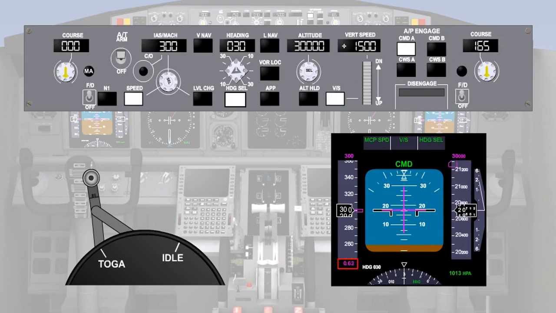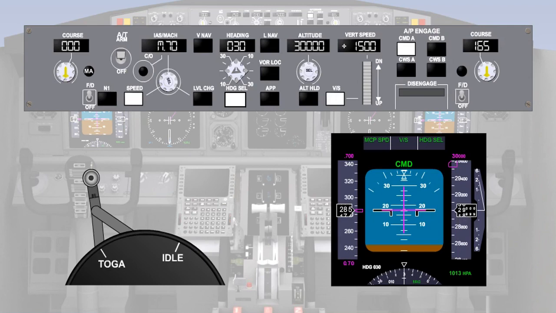Climbing at a constant indicated airspeed of 300 knots will cause the Mach number to progressively increase. When the Mach number reaches decimal 7, the changeover button on the mode control panel is pressed. This causes the speed window to now show the Mach number that existed at the time it was pressed, in this case Mach decimal 7. The aircraft will carry on climbing at 1500 feet per minute rate of climb and at Mach decimal 7.